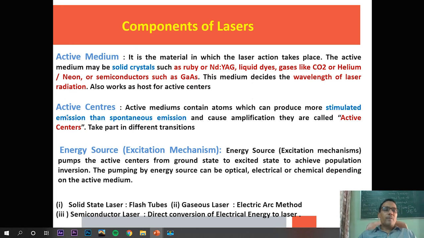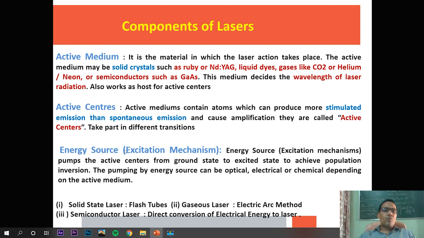The second component of the laser is the active center. The active medium contains atoms which can produce more stimulated emission than spontaneous emission. So the active centers are those atoms which take part in different transitions. For example, in three-level or four-level pumping systems, we have mentioned that out of N1 atoms at the ground state, N2 atoms are excited to a higher energy level. Those N2 atoms which take part in different transitions are known as active centers. So all atoms in the active medium are not active centers; only those atoms which take part are active centers.